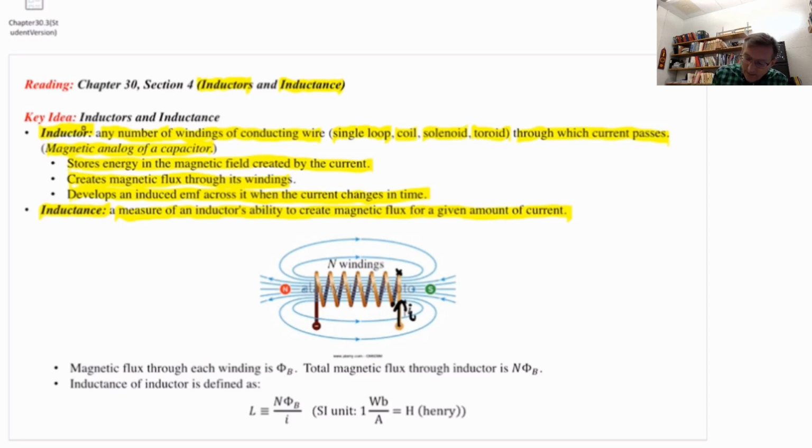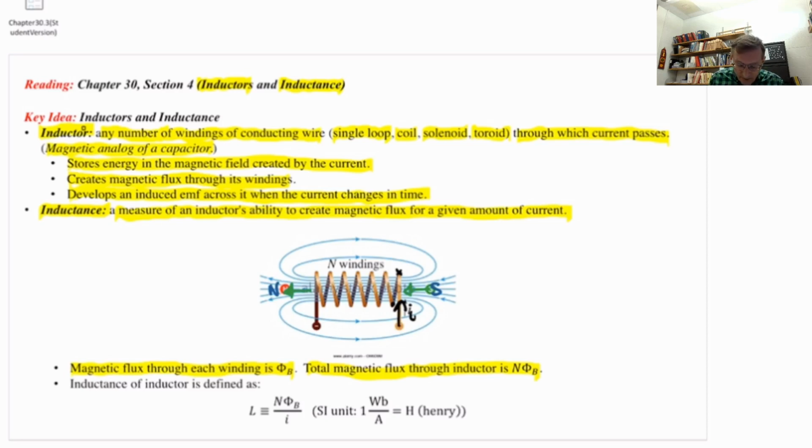In general, the field lines are coming out at that end and going in at that end. So the left end acts kind of like a north pole of a bar magnet, and the right end, in this case, acts like a south pole. So we definitely have magnetic flux through the windings here. Let's say the magnetic flux through each winding is an amount phi sub B. So the total magnetic flux through the whole inductor is capital N times phi sub B, because I am assuming I have a uniform magnetic field and the same amount of flux through each winding.